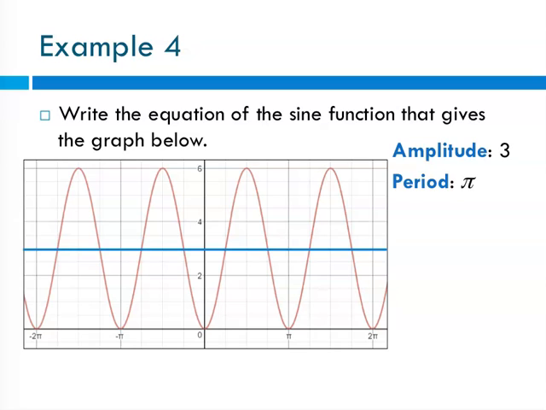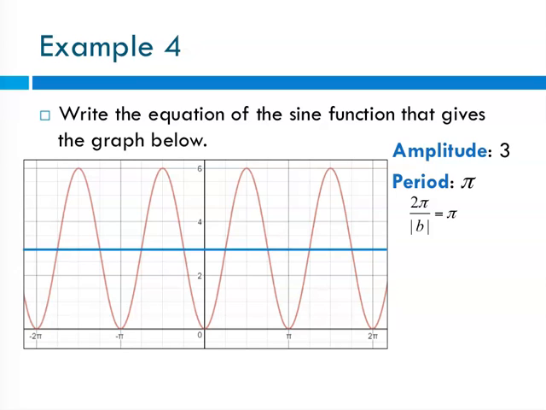Now, in terms of coming up with an equation, we know that b is not going to equal pi. What we need to do is determine what b has to be in order for the period to equal pi. So remember, the period is given by 2 pi over b, and in this case, 2 pi over b is equal to pi.